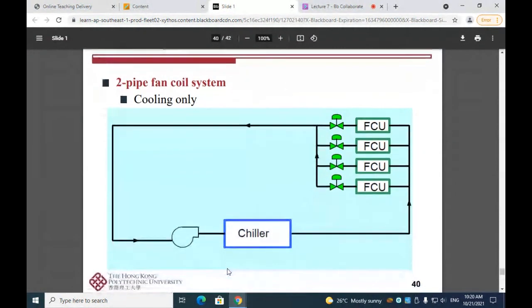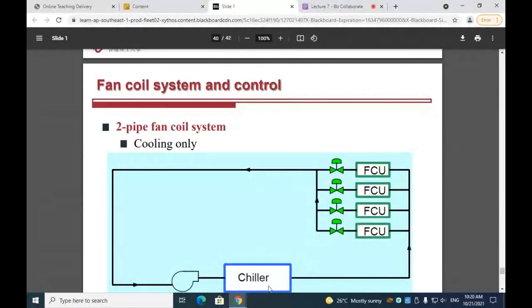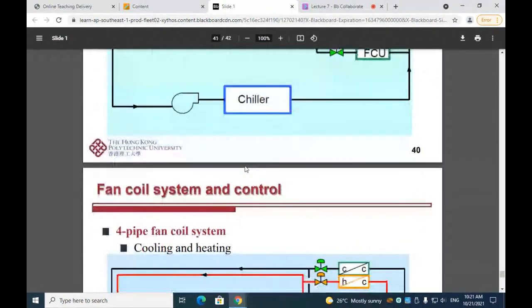So you can see that we have this chiller connected with a pump, and the pump will supply chilled water into the fan coil unit. And we have one supply, and the chilled water pipes are aligned in parallel with each other, and then we have one major return. So this is called the two-pipe fan coil system, and it's for cooling only.